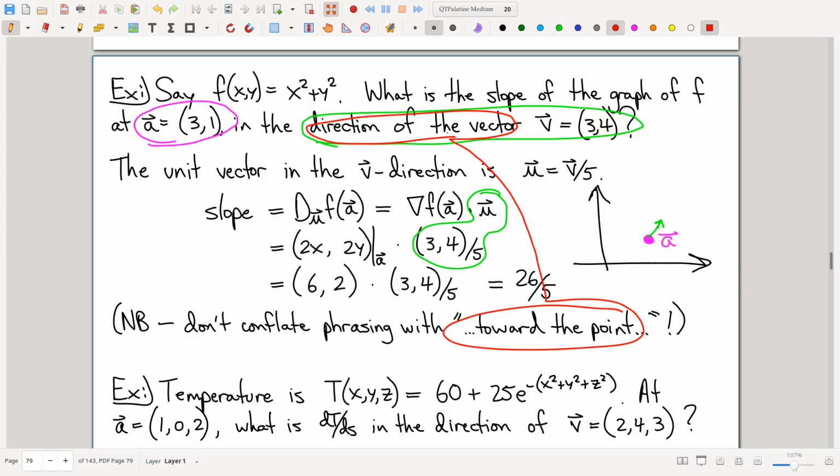The question says we're talking about the direction of a vector. Vectors have direction and magnitude. This is saying, take this direction and magnitude called v, look at the direction, forget about the magnitude, but look at that direction indicated by that vector v. A vector has a direction and a magnitude. If you try to reinterpret that expression as toward a point, a point doesn't have direction and magnitude.